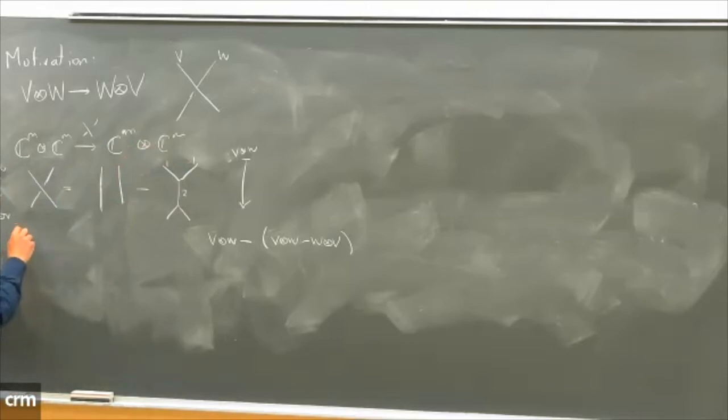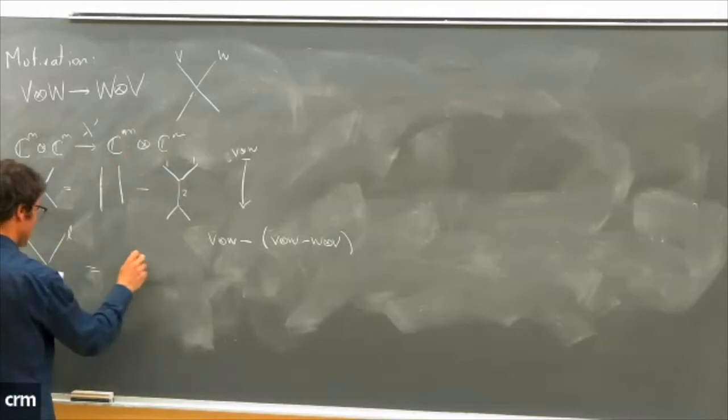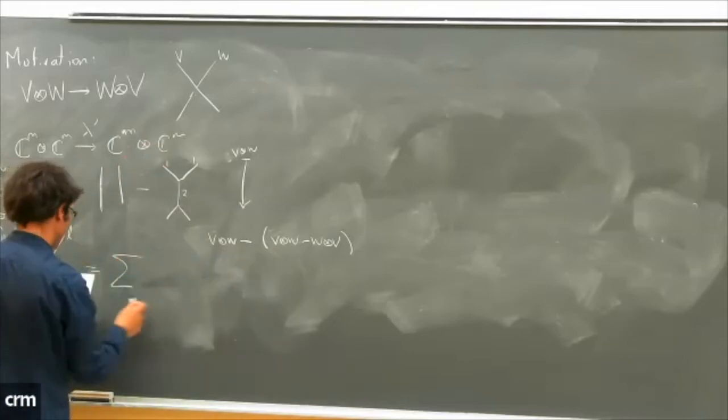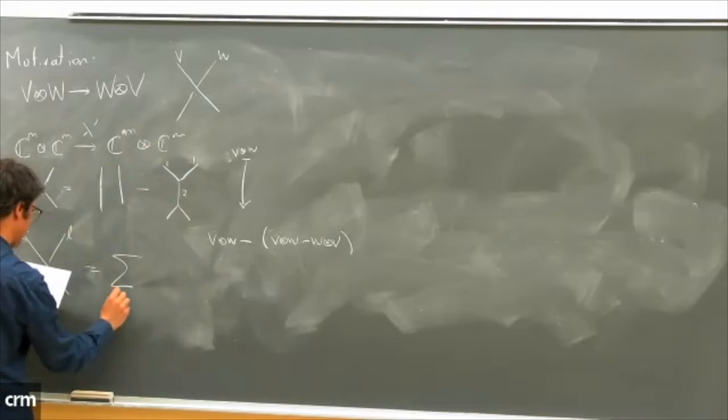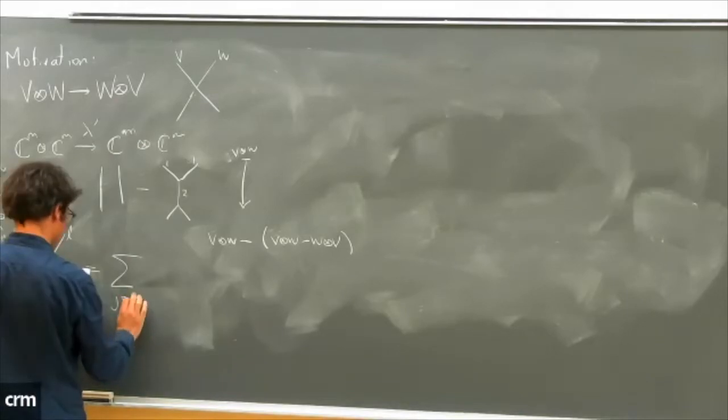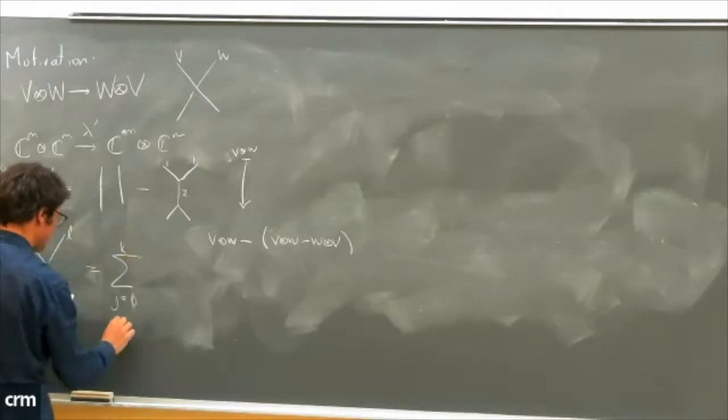More generally, if we want to cross a k and an l strand, so wedge^k C^m tensor wedge^l C^m, we're going to switch those two tensor factors. We can write that as a linear combination of diagrams. It's an easy exercise like this one here. Something like this, I might get it wrong, with j from 0 up to k. This is assuming k is less than l.